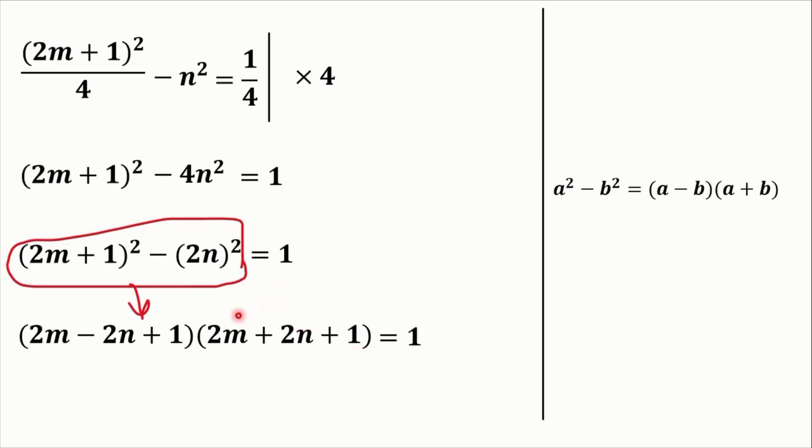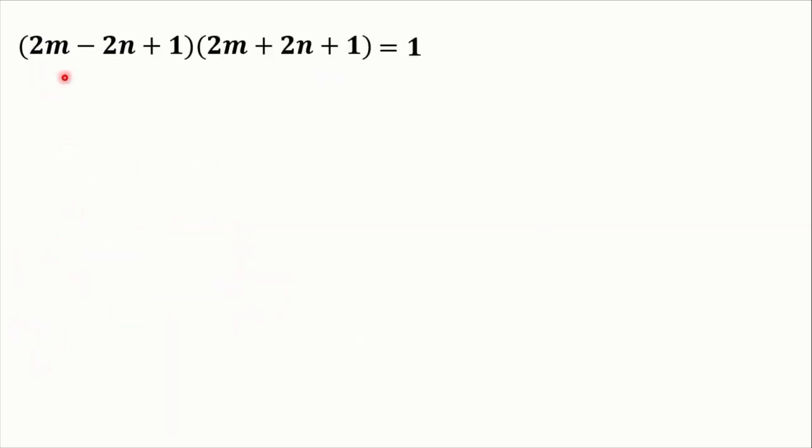And now we will think about what we have got. Here is an integer, here is again an integer, and the product of two integers equals 1. We know for sure that this integer is positive. This integer can be positive or negative, but nevertheless, to get 1, we need to have 1 here and 1 here. So we have two equations: this equation, 2m minus 2n plus 1 equal 1, and another one.